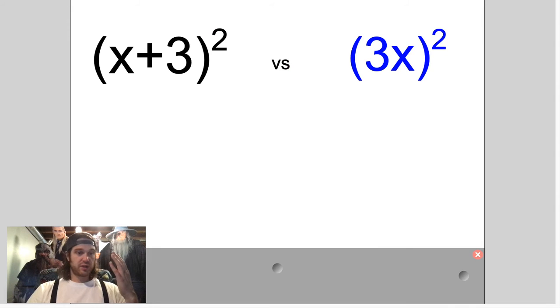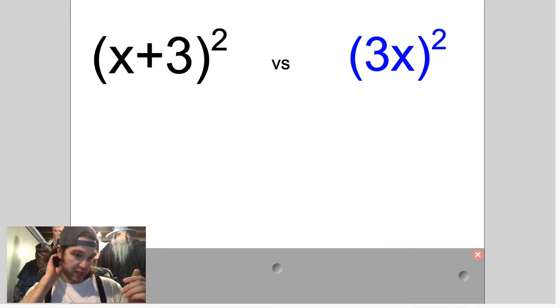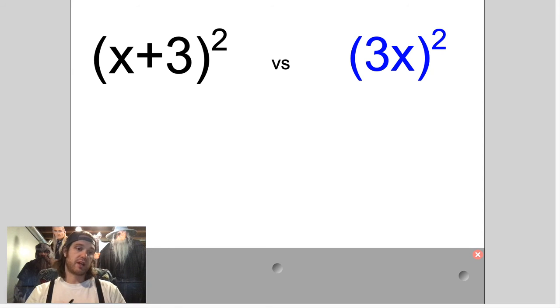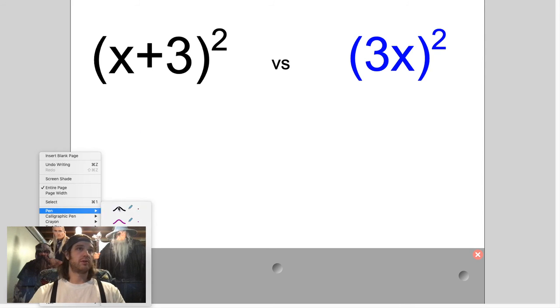I'm going to talk about how to do this correctly. This is our next special case. And then I'm going to show you a common mistake that students make when doing this. Okay, here we go. All right, let's do this correctly.